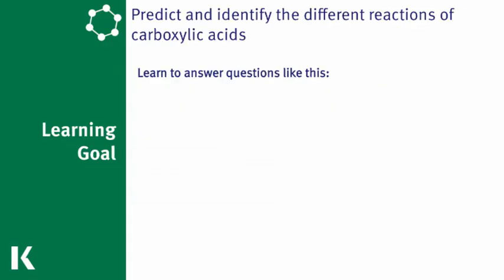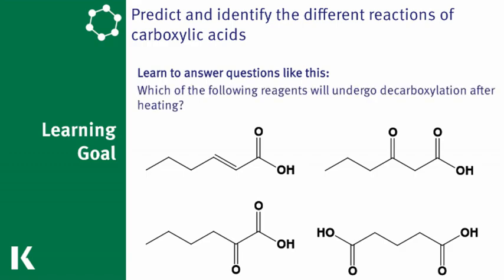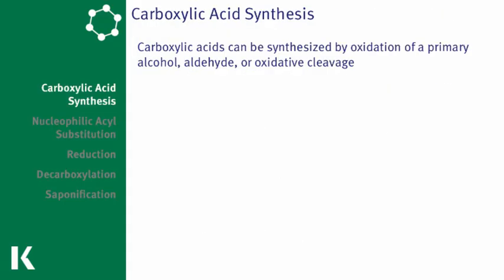After watching this video, you should be able to answer questions like this one, which asks you to identify the carboxylic acid that is most susceptible to decarboxylation after heating. We will begin our review with a quick look at the ways in which carboxylic acids are synthesized. Indeed, if you understand how these acids are formed, you should have an easier time predicting the reaction mechanisms by which they react. The first process we will explore is oxidation.